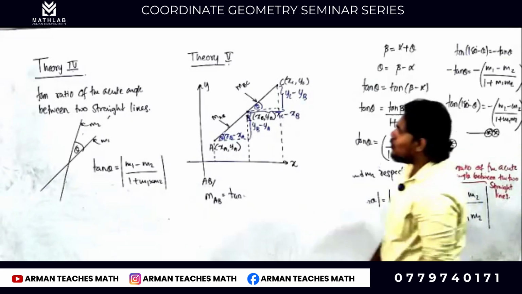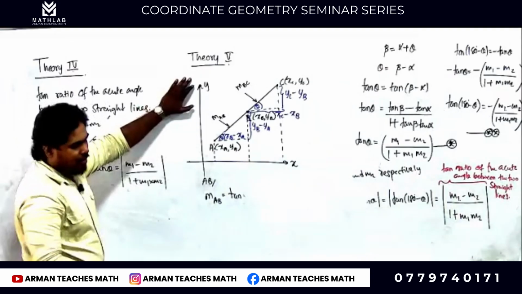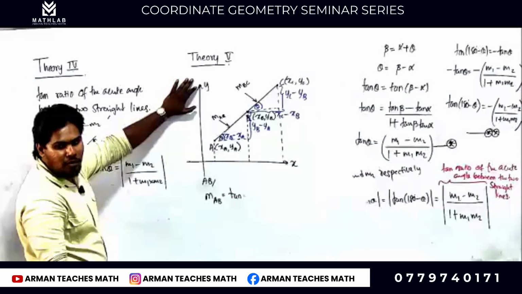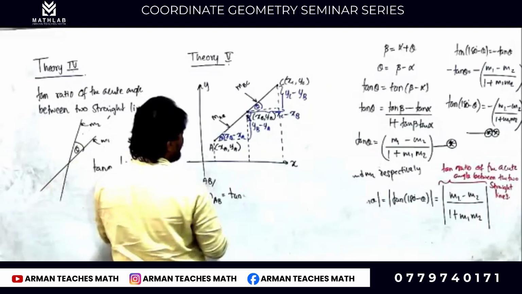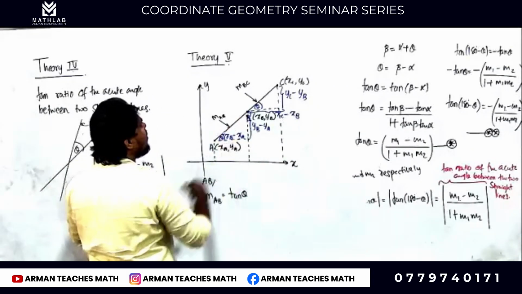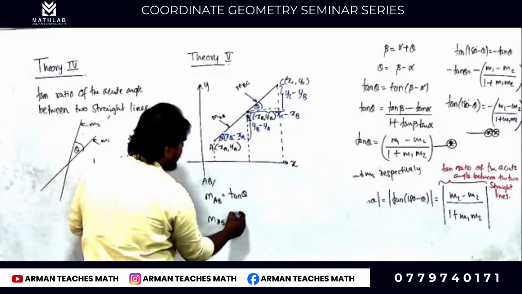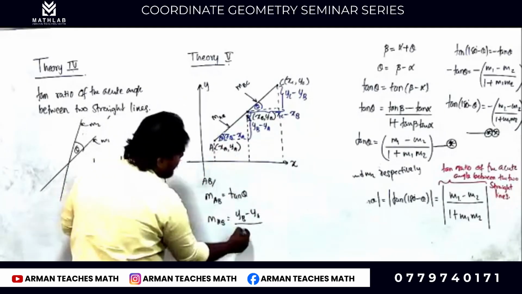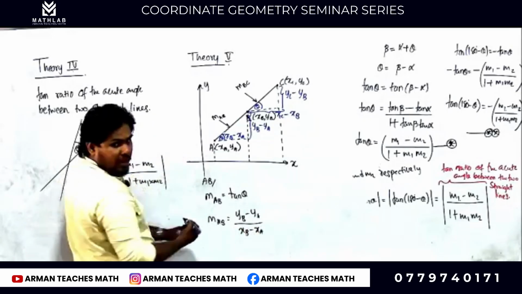Someone asked what's the note under theory 5. I gave that already. What's the note under theory 5? Calculating the gradient of a straight line if the coordinates of 2 points on the straight line are given. Okay, so tan ratio of the angle theta. If you take this right angle triangle here, we know the tan ratio is what? Opposite side, which is YB minus YA divided by the adjacent side XB minus XA. Can you see this?